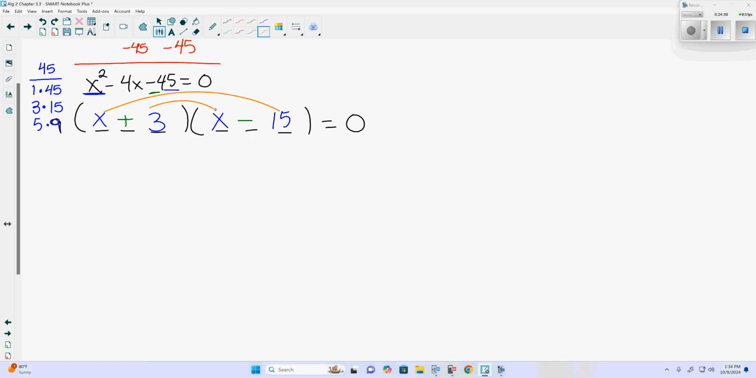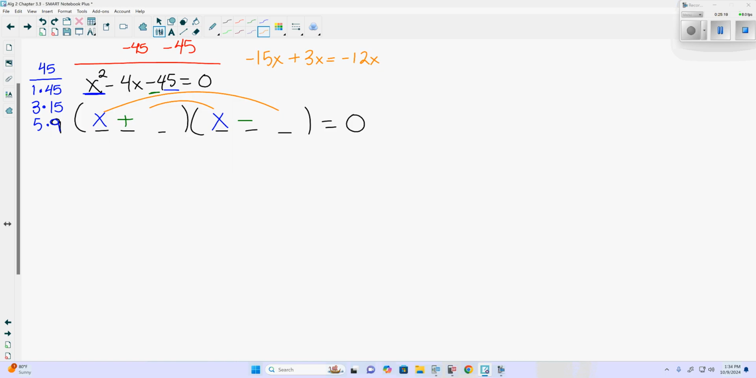And we can check this here. X times negative 15 is negative 15x. 3 times x, positive 3x, giving us negative 12x. Is that the middle term we wanted? Now, because the first term, we just have x and x, switching the 3 and 15 is just going to change it from negative 12x to positive 12x. Because all we're doing is switching the sign. So 3 and 15 is not going to be the ticket.